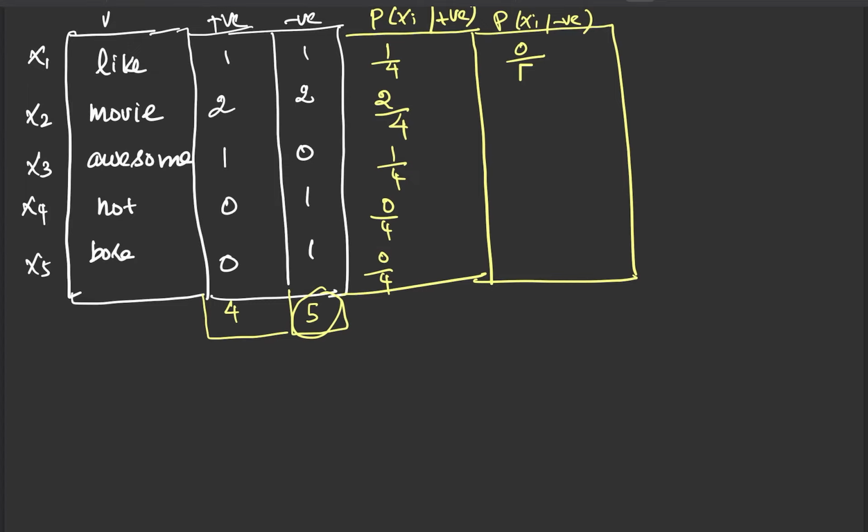It becomes 1 by 4. For this one, 2 divided by 4. For this one, 0 divided by 4. This one, 1 divided by 4. I made a mistake. It is not 4. The total frequency for the negative class is 5. So I remove this 4 and make it 5.